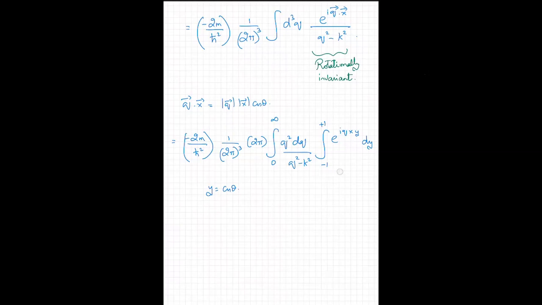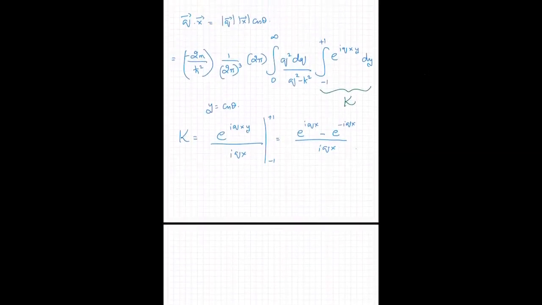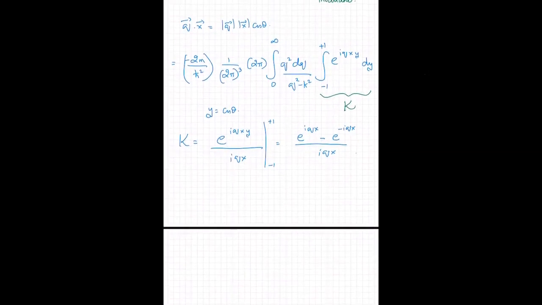This integration, let's call this K. K is basically e to the i qx y divided by i qx between plus 1 and minus 1. So this is, if I put y equals plus 1, I get e to the i qx divided by i qx. I don't have any y in the denominator. Minus e to the minus i qx divided by i qx. It is tempting to write this as sine qx, and of course you can do it. But for our purposes, since I'm going to do contour integration, I'm going to keep it in the e to the iqx form for now.